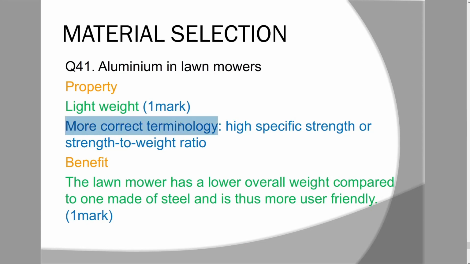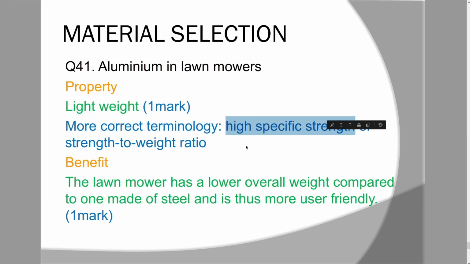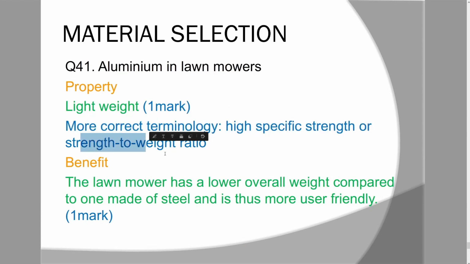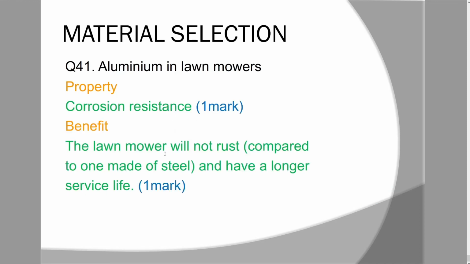A more correct term is high specific strength, or high strength to weight ratio. But for corrosion resistance, we talk about aluminium having a passive oxide layer, which means that even when it does corrode, when it oxidizes, it doesn't rust the same way that steel does.